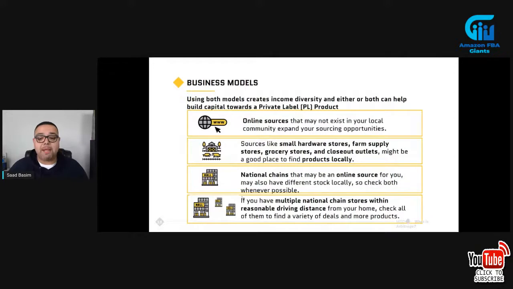National chains. Third point, national chains that may be online stores for you may also have different stock locally, so check both whenever possible.